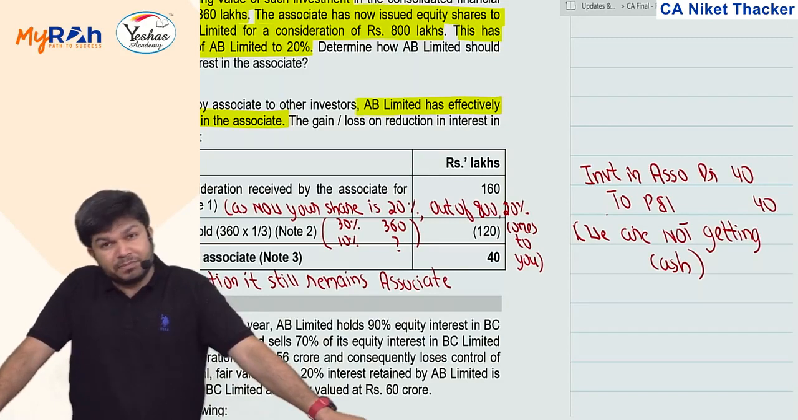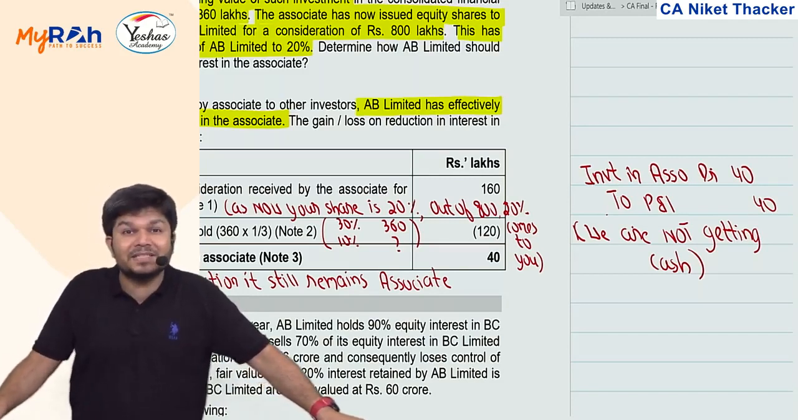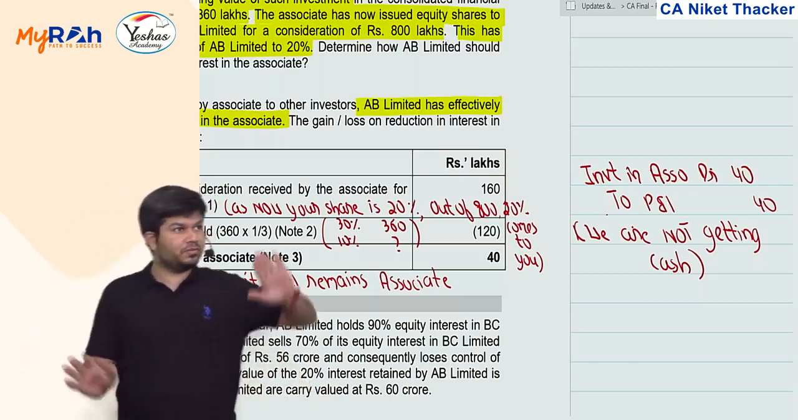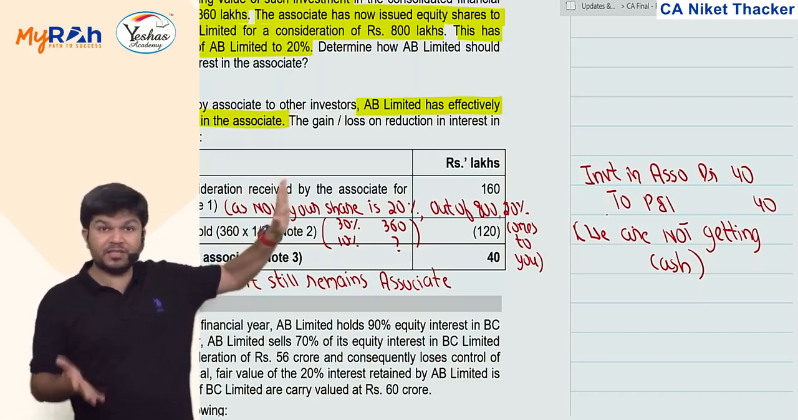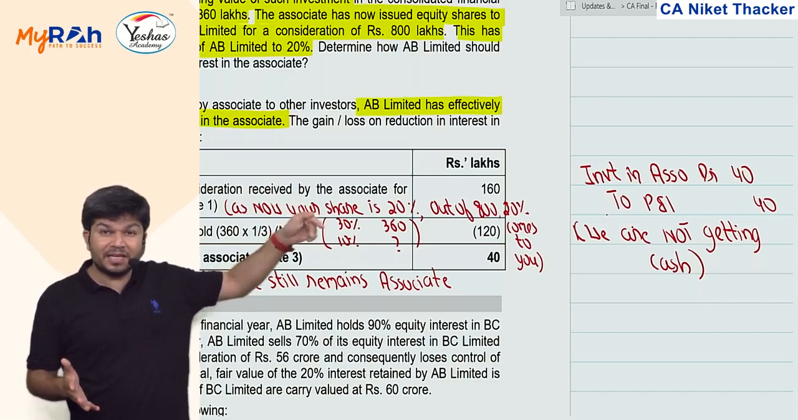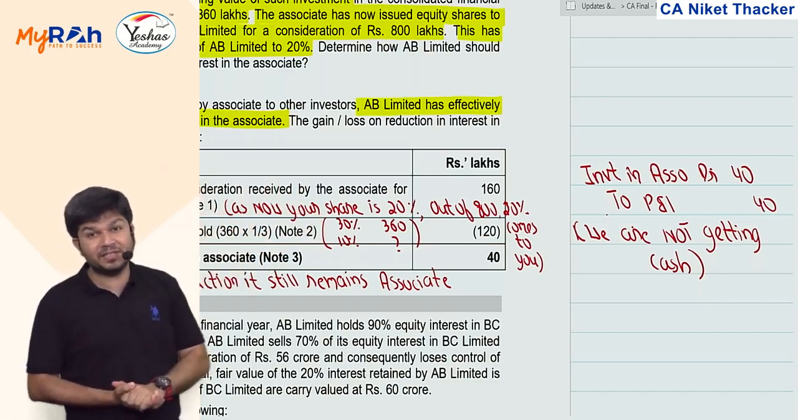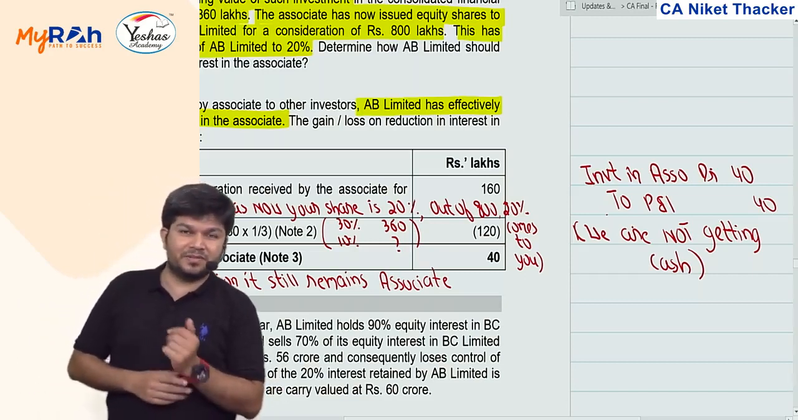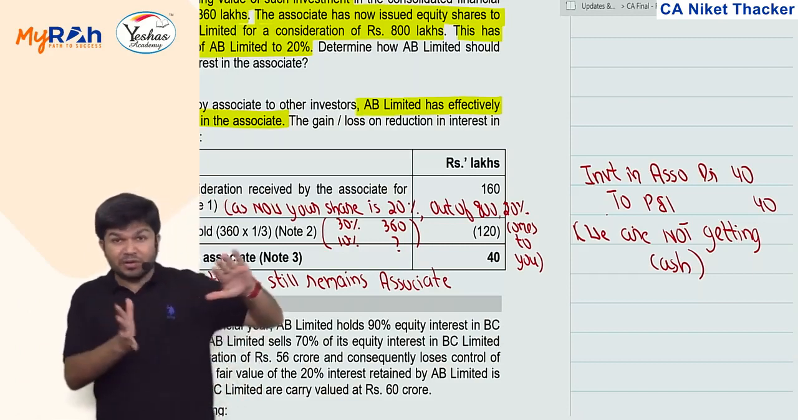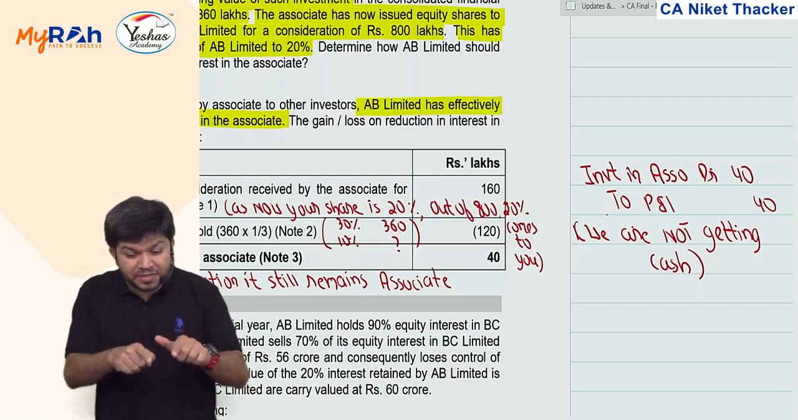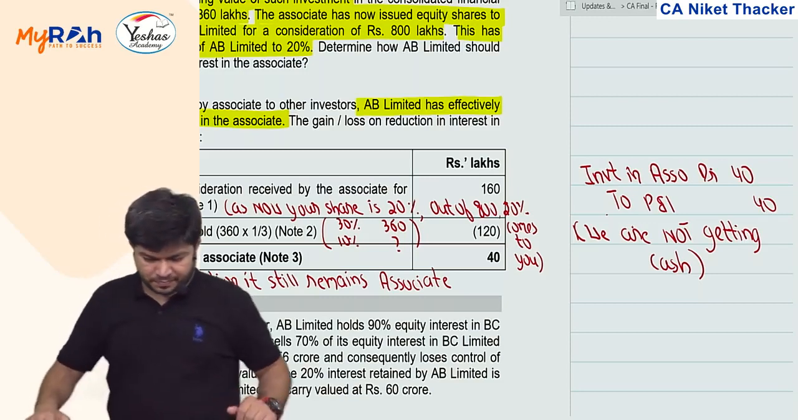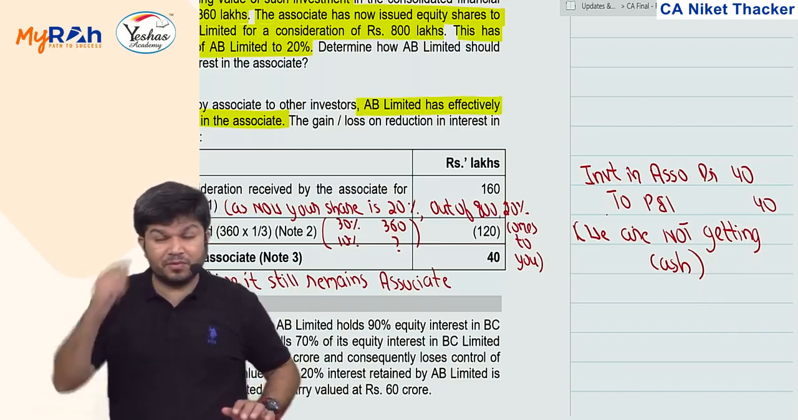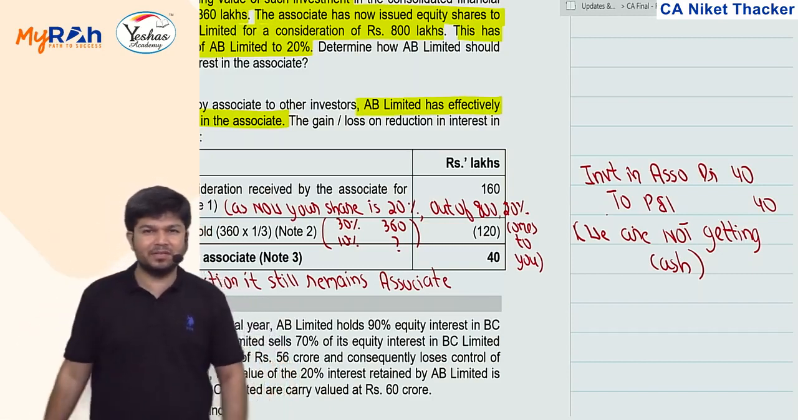So effectively 10% gone. Their net asset increased by 800, your share is 160. They got 800 crores, so indirectly my share of net asset goes up by 160, my carrying amount is 120. So my share of net asset goes up by 160, carrying amount 120, profit 40. We are not getting cash, don't write cash. And don't write bank debit 160, we are not getting bank.